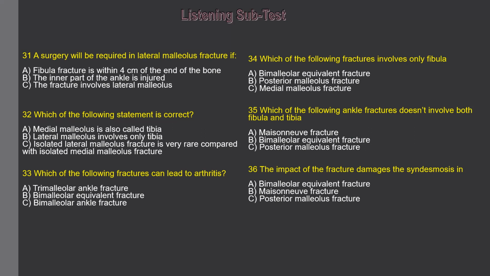Bimalleolar ankle fractures involve both the fibula and tibia and occur when there is an injury to both the inner and the outer side of the ankle, always resulting in an unstable ankle joint, and surgery is recommended for most patients with this kind of fracture.